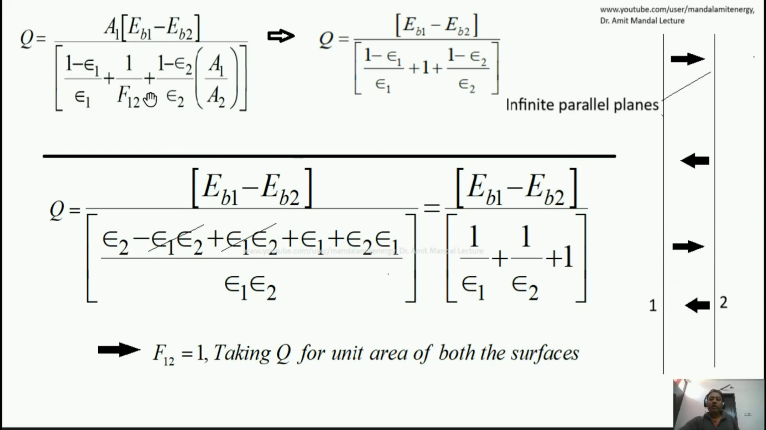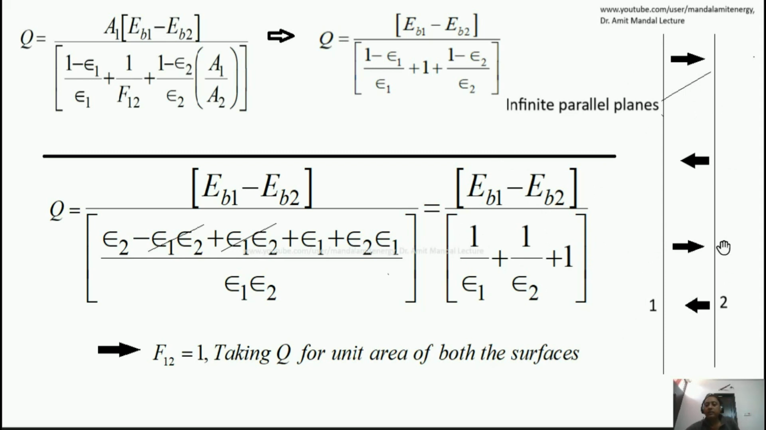So keeping the value of F12 to be 1 and A1 and A2 also 1, taking the unit surface area, I will get this. After taking LCM and doing some mathematics, cancelling out some terms, ultimately I will get this formula. You can go through. Q equals EB1 minus EB2 upon 1 by epsilon 1 plus 1 by epsilon 2 minus 1. This is our final formula in case two parallel gray surfaces are there.